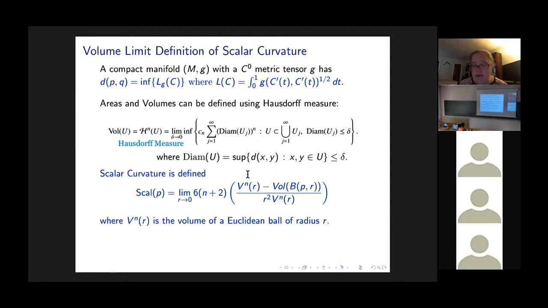of the Euclidean ball V_n(r). This means the volume of Euclidean space of dimension n, a radius r ball, minus the volume V_p(r), over r squared V_n(r). So this is a kind of second derivative of volume comparison to Euclidean space.